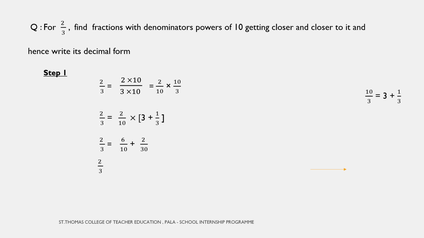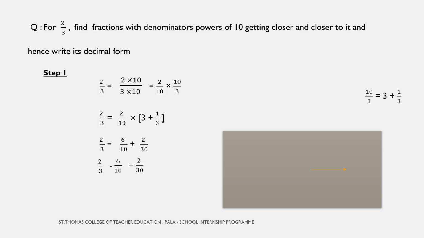And tell me the next step. Yes, bringing 6 by 10 to LHS and thus we get 2 by 3 minus 6 by 10 equal to 2 by 30. And so, the final answer in this step is 2 by 3 minus 6 by 10 equal to 2 by 30 and we consider it as equation 1.